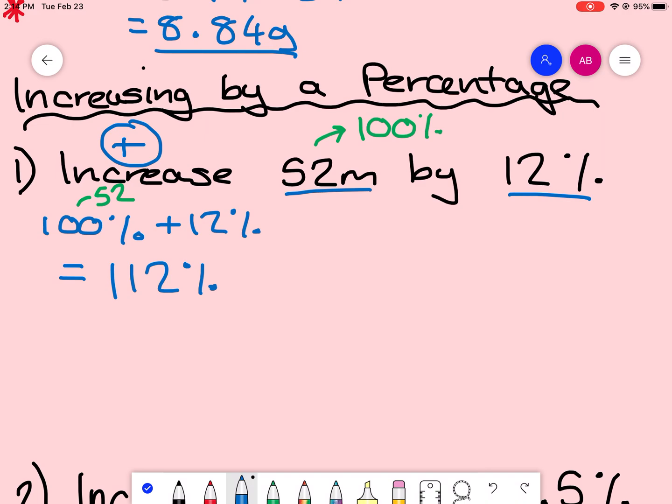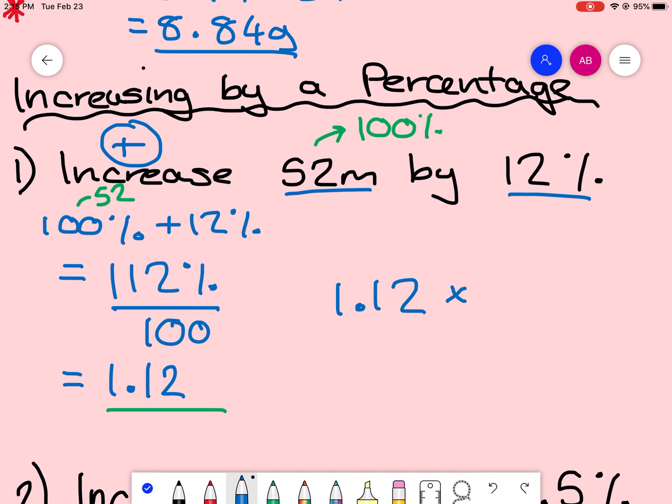Now, essentially what I'm trying to do then is find 112% of 52. So the first step here is to change 112% to a decimal. So 112, divide that by 100, which equals 1.12. Now the good thing about today's percentages is they'll all end up as 1 point something. So bear that in mind when you're doing your decimals, okay? Now, once I've got that decimal for the new percentage, I want to do 1.12 times by the original, which in this case was 52.